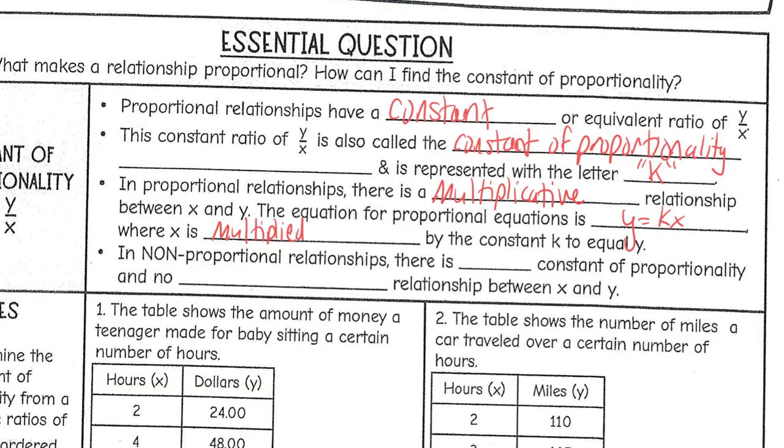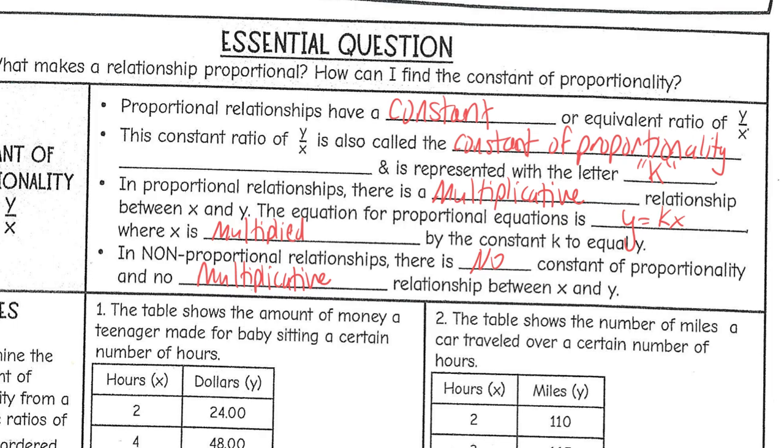In non-proportional relationships, there is no constant of proportionality and no multiplicative relationship between x and y. So basically what this is saying is if the slope is multiplicative, then you can call it a constant of proportionality, and k will take the place of m. But this is just a special version of slope, is all this is.